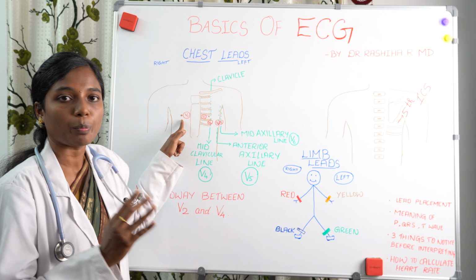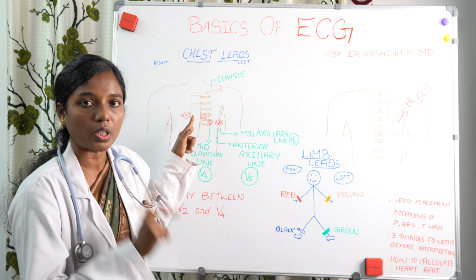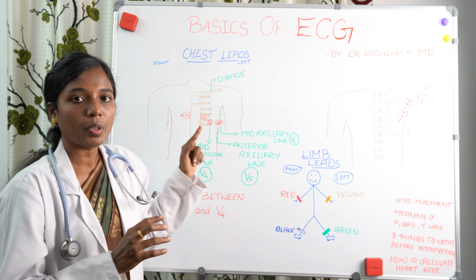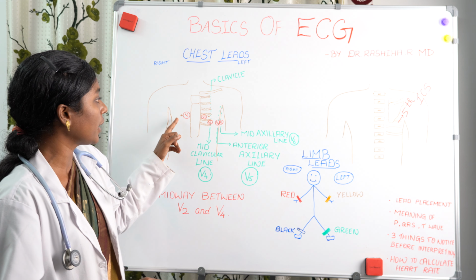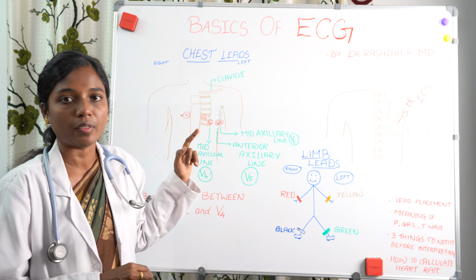In the 4th intercostal space, in the parasternal area, that is just adjacent to the sternum, on the right side you are going to place the lead V1 and on the left side you are going to place the lead V2. And in simple words, usually this 4th intercostal space will be adjacent to the area of the nipple. So always keep it as a landmark. Never place the leads above the nipple level.